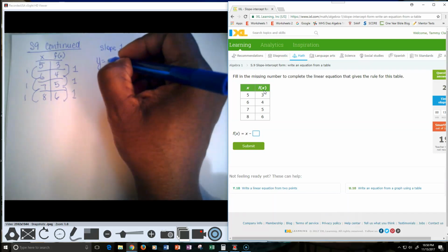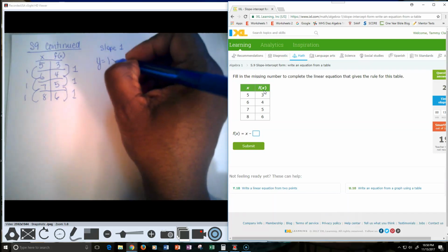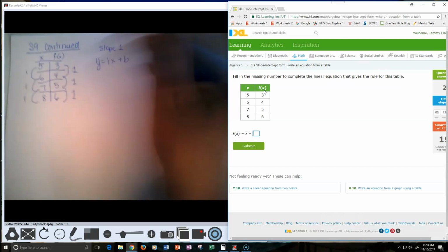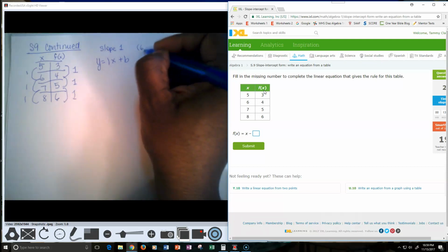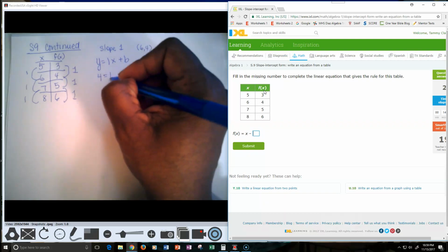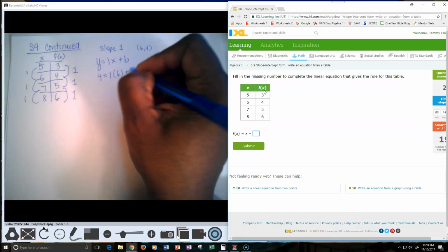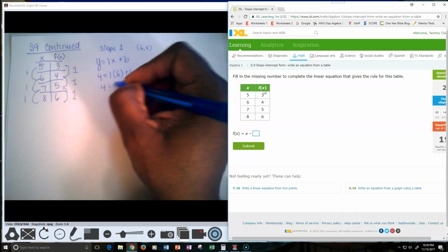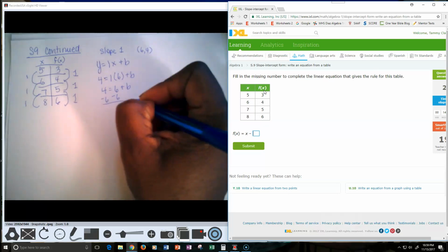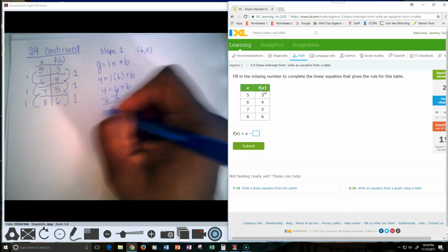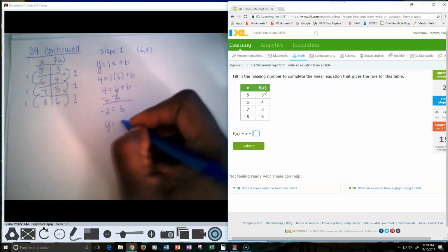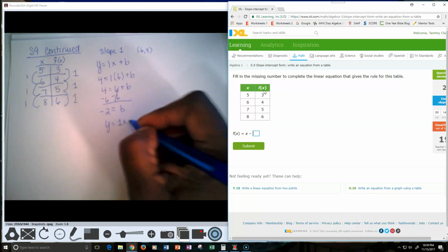Now, I'm going to put my slope here, my x here, plus b. I'm going to pick an ordered pair, so I'm going to pick ordered pair 6, 4. So, in place of y, I'm going to put 4 equals 1 times 6 plus b. So 4 is equal to 6 plus b. I'm going to subtract 6 from both sides of the equation, and I'm left with b is equal to negative 2. So my equation would be y is equal to 1x minus 2.